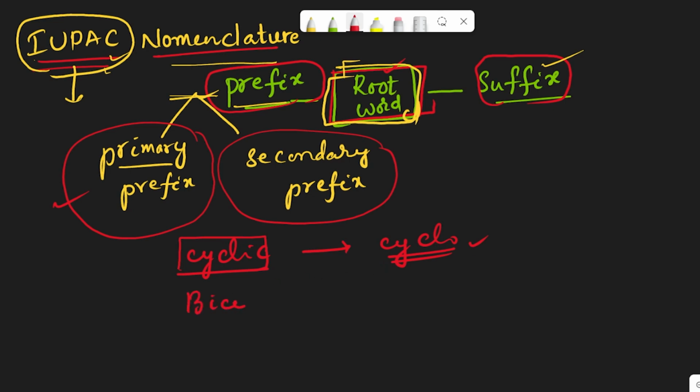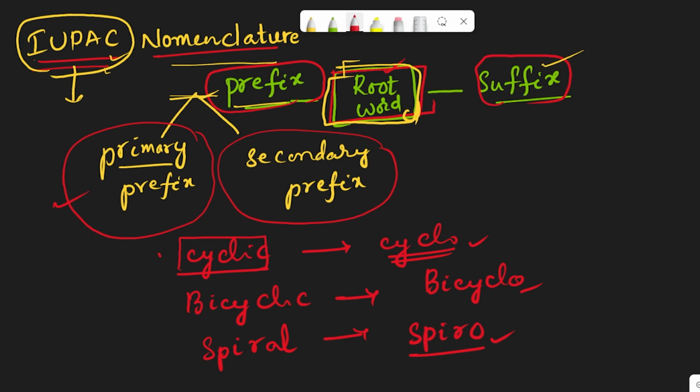Or if the given compound is a bicyclic compound, then you have to write bicyclo. So you have to note down all the points here, because these are very key, important points. Or if the given compound is a spiro compound, then you have to write spiro. Is it clear? If the given compound is cyclic, write cyclo in the name. If it is bicyclic, write bicyclo. If it is spiro, write spiro.